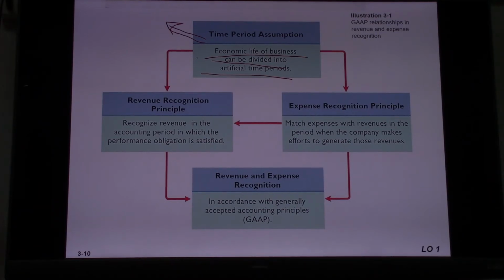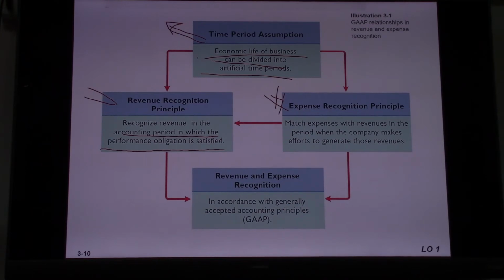Then we have stated that based on accrual basis accounting, we have something called the revenue recognition principle, and we have something called the expense recognition principle. What about the revenue recognition principle? It indicates that revenue should be recognized in the accounting period in which the performance obligation is satisfied. It doesn't matter when you receive cash. You may receive cash before performing the service, or after performing the service. However, based on the revenue recognition principle, you are required to record revenue on the credit side in the period in which you perform the service.